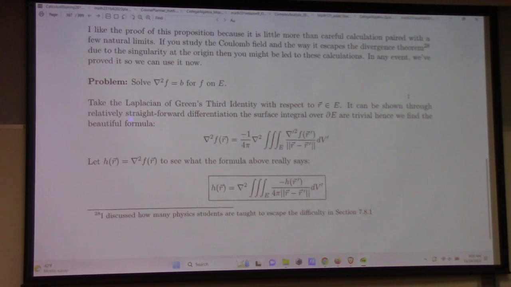And then if you're trying to solve the equation nabla squared f equals b, you can use Green's third identity. If you go back to that ugly formula, you can see that the second terms in it are automatically 0, and you're just left with the first term, which means you get this formula. You can solve Poisson's equation in particular by just integrating the triple integral of the Laplacian divided by that distance. In other words, you get straight up a solution.